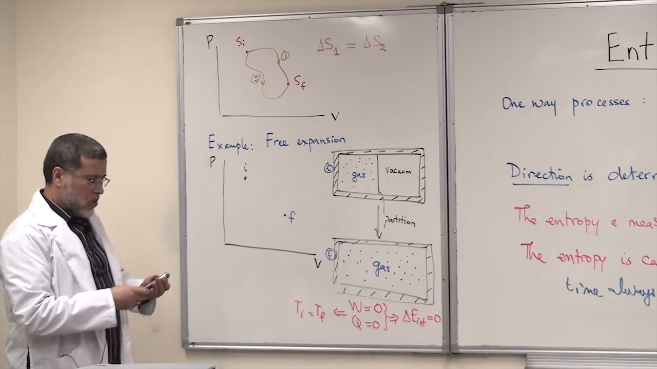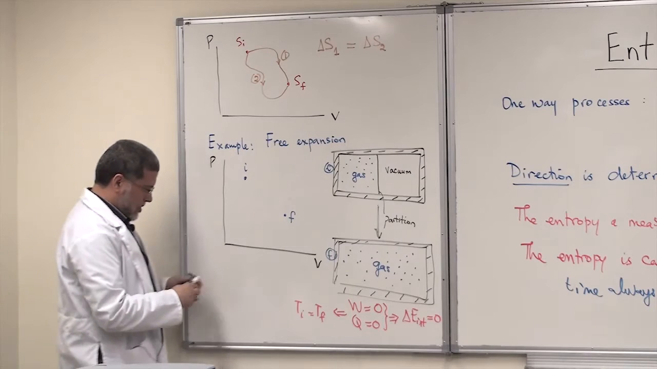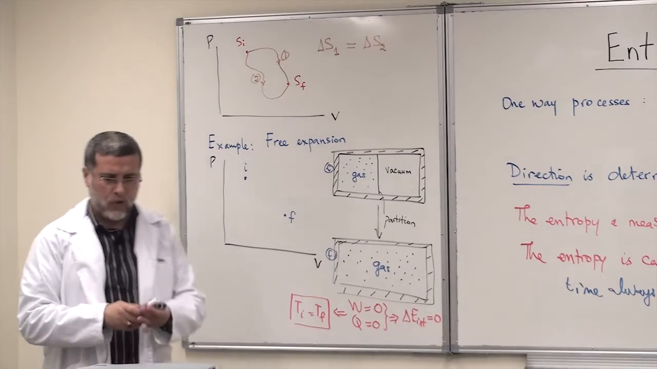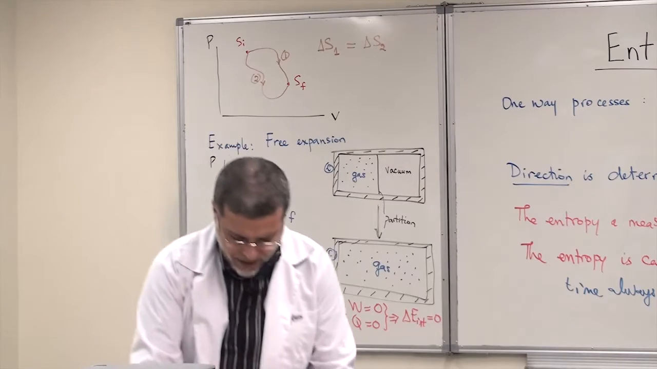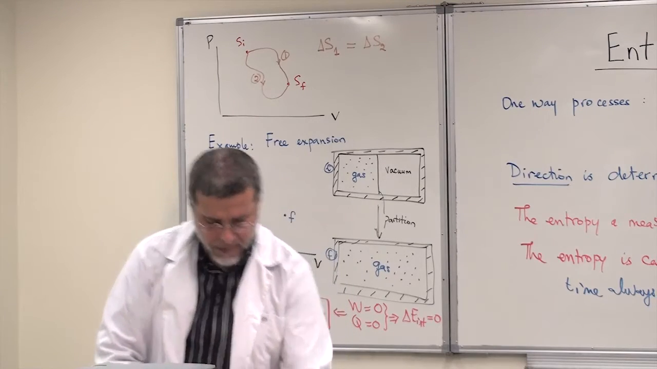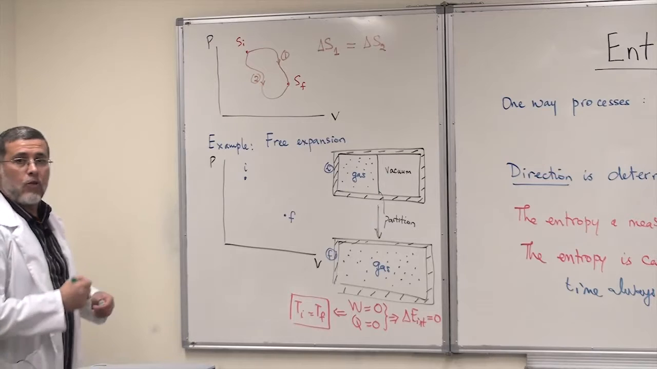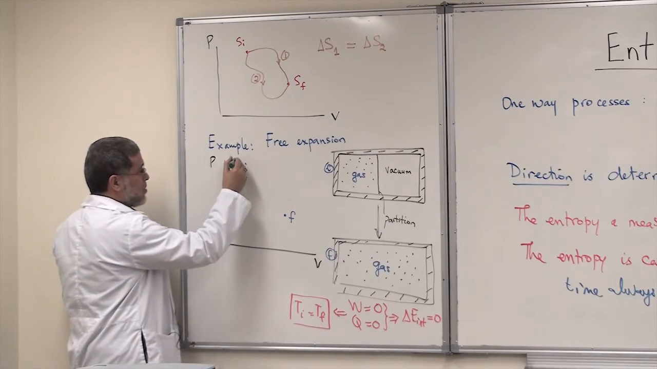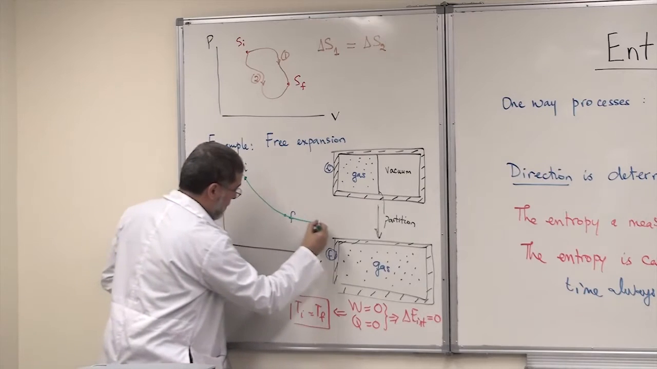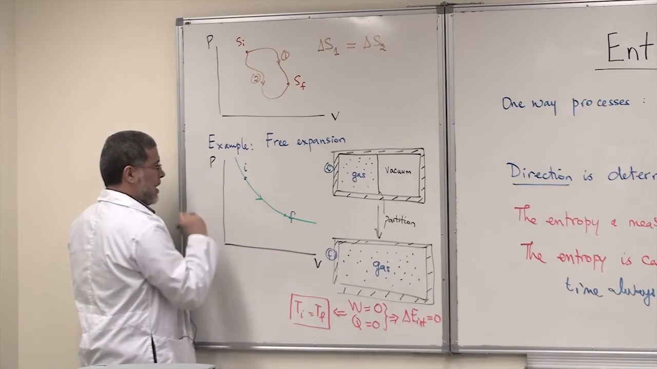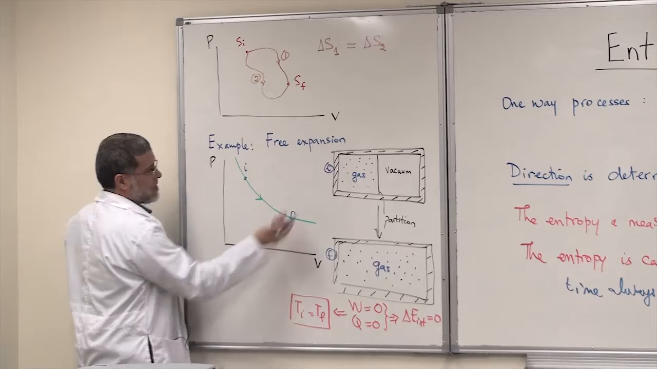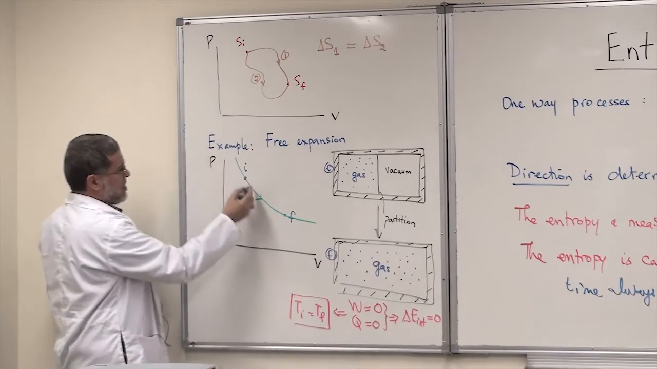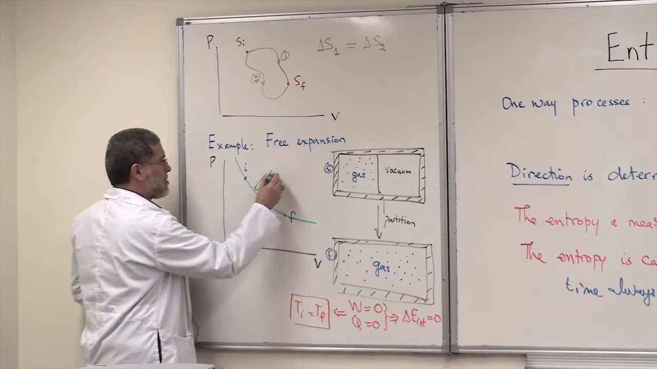Okay, according to you, my son, when you see that T initial equals T final, what process will cross your mind that will have the same T initial and T final? I think it will be an isothermal process. So if we draw here an isothermal process, and actually it's an expansion because we see that the volume has increased and therefore the pressure will decrease. So this is the isothermal process.